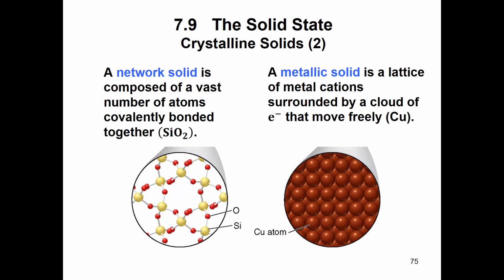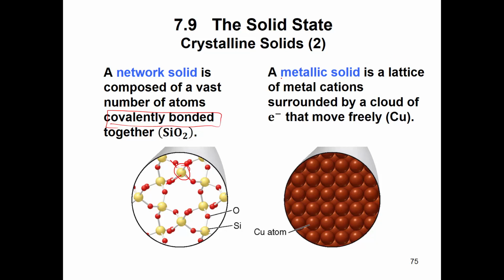A network solid is a network of lots of atoms that are covalently bonded together. Silicon dioxide is the example that they're using here. It's very geometric, and when you look at it, it's going to look like a crystal.